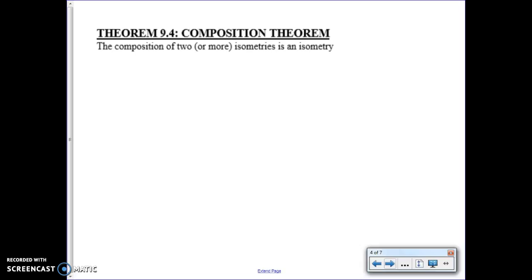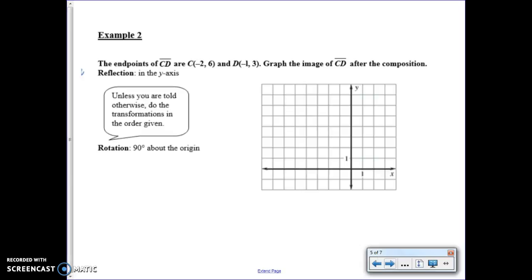The composition theorem says the composition of two isometries is an isometry. So what that means is the size hasn't changed, the shape hasn't changed. It's still the same angle measures and side lengths.